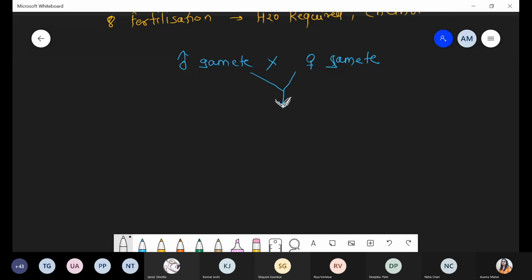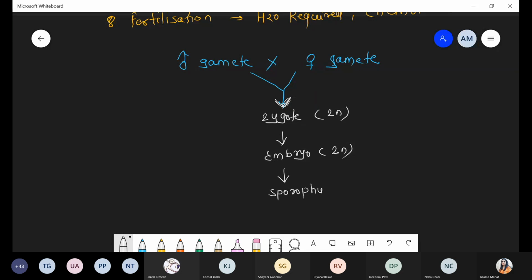Okay, so now the male gamete and the female gamete, after the fusion, produce the zygote. The ploidy level of the zygote is diploid. The zygote undergoes further division, growth and development, and produces the diploid embryo. After the embryo, there is a formation of the body, that is the sporophytic body, and that sporophytic body is again diploid in nature.